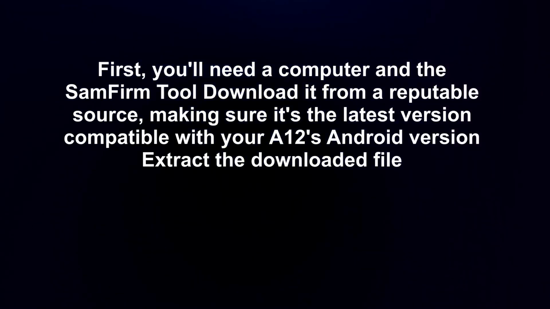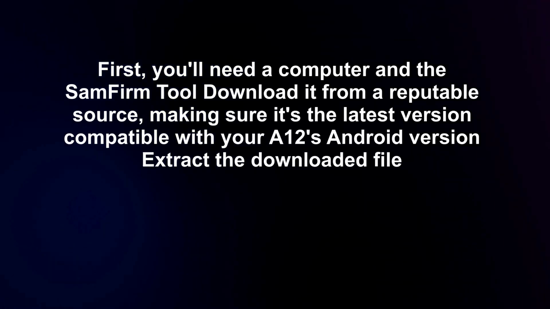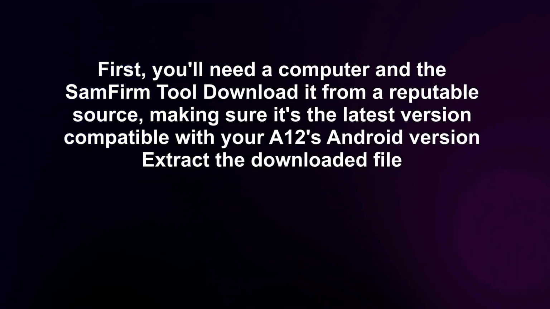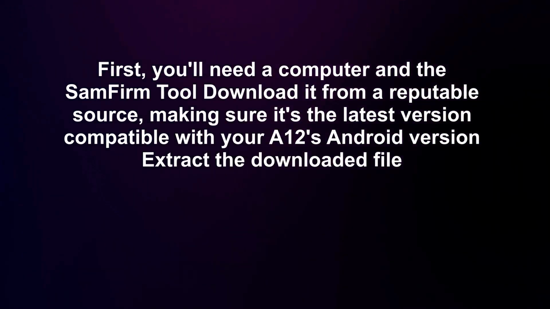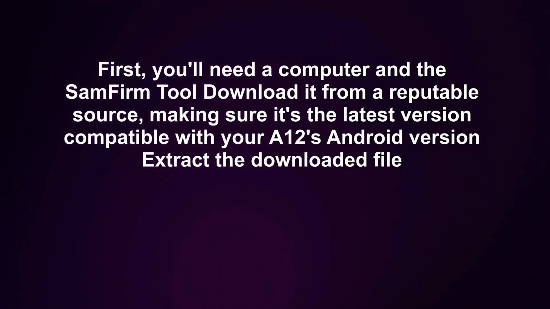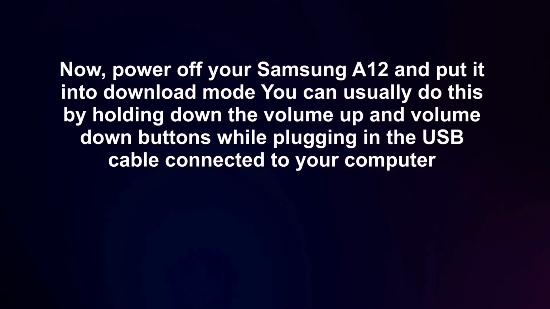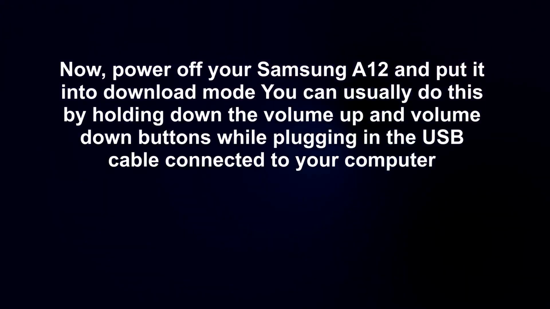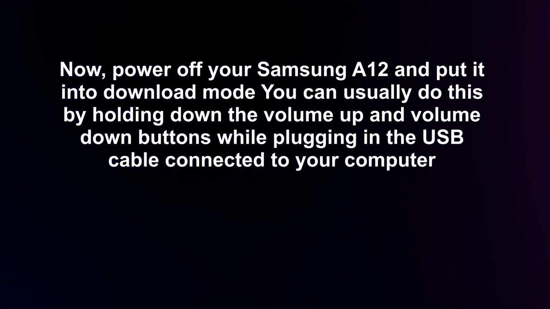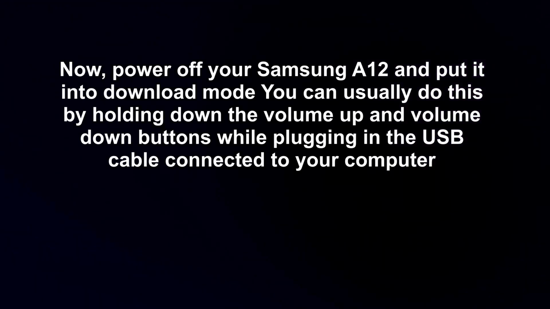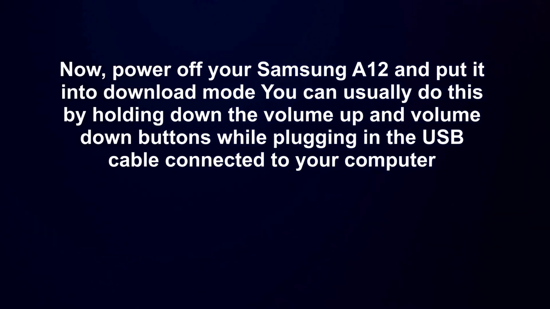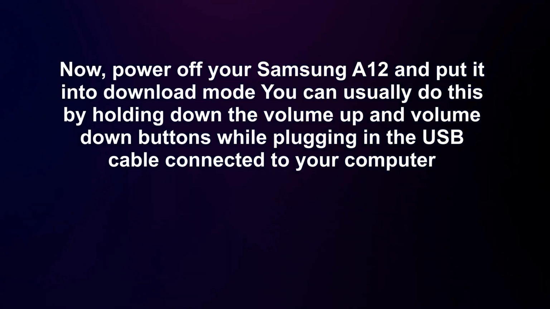First, you'll need a computer and the SamFirm tool downloaded from a reputable source, making sure it's the latest version compatible with your A12's Android version. Extract the downloaded file. Now, power off your Samsung A12 and put it into download mode. You can usually do this by holding down the volume up and volume down buttons while plugging in the USB cable connected to your computer.